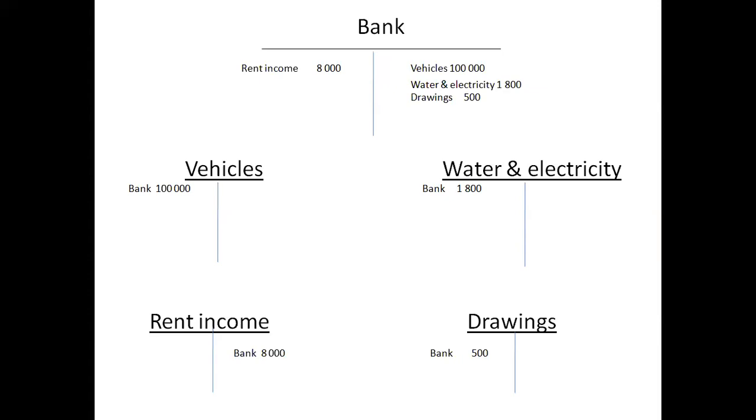You write the friend's name in there, bank, and the amount 1,800. Then we go to bank, but look at the double entry principle. For every debit, and we have debited water and electricity, there must be a credit. And it's now on the credit side of bank is the entry. Now you write water and electricity, that is the friend now, and the amount is 1,800. Right, next one.